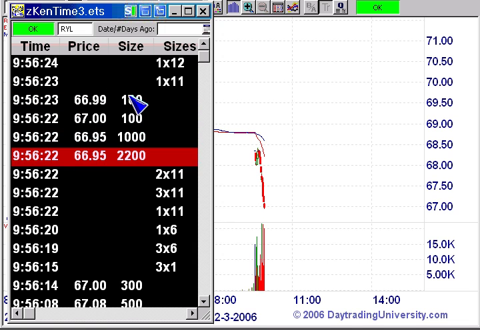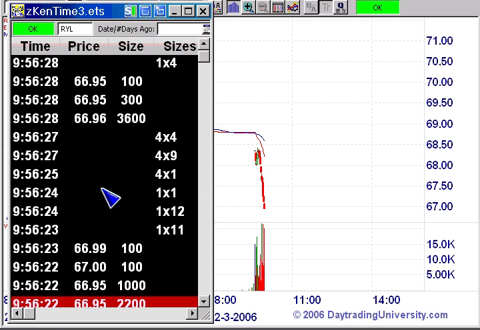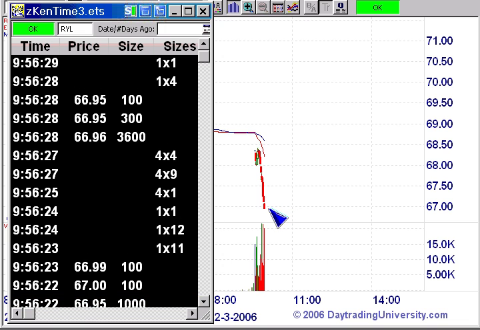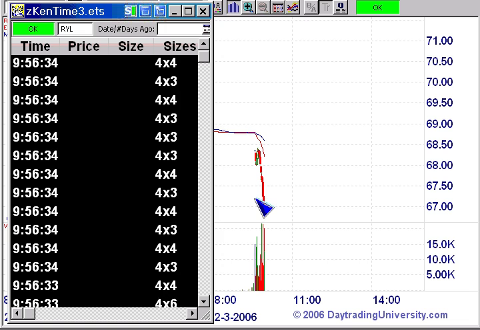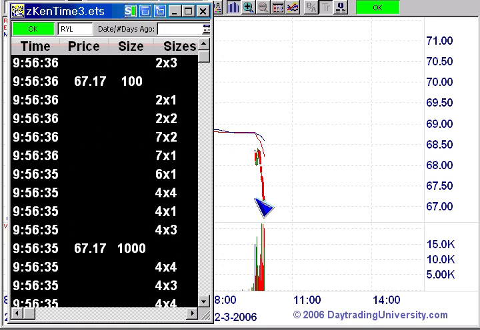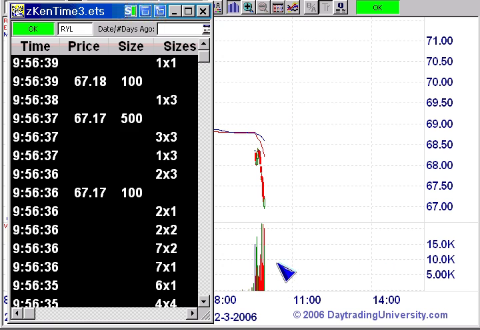You don't see a lot of onesie, twosie trades. You see these nice blocks coming in, like 2,200, 1,000 shares. That tells me I'd be more aggressive on a short. See how that works? So that's what I call a power tape reading pattern: when to double up is looking for when you see double volume.